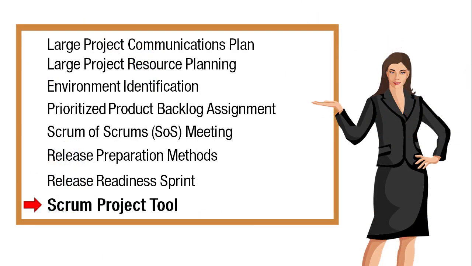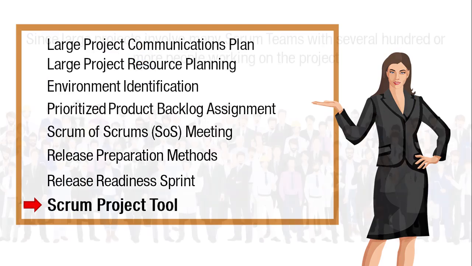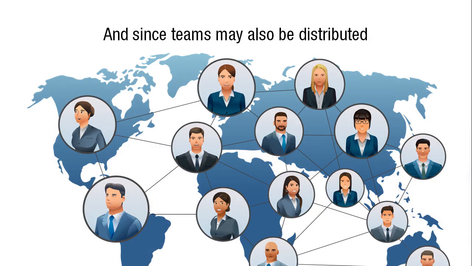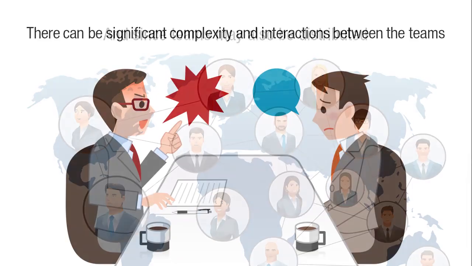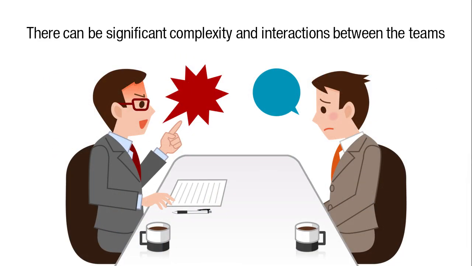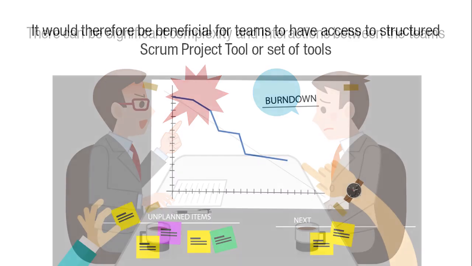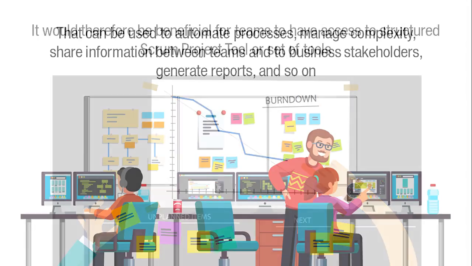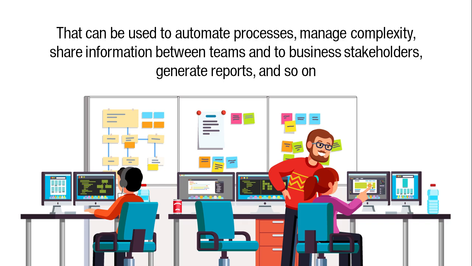The final tool in this module is Scrum Project Tool. Since large projects involve many Scrum teams with several hundred or more people working on the project, and since teams may be distributed, there can be significant complexity and interactions between the teams. It would therefore be beneficial for the teams to have access to a structured Scrum project tool, or set of tools that can be used to automate processes, manage complexity, share information, both between teams and to business stakeholders, to generate reports, and so on.